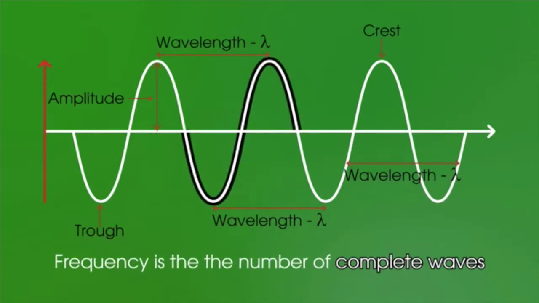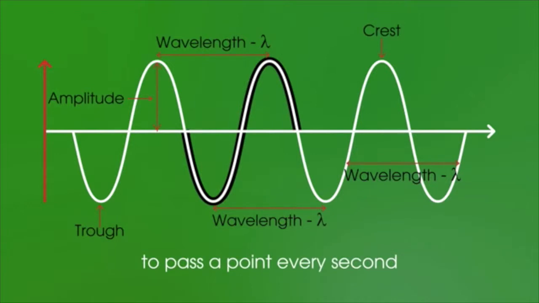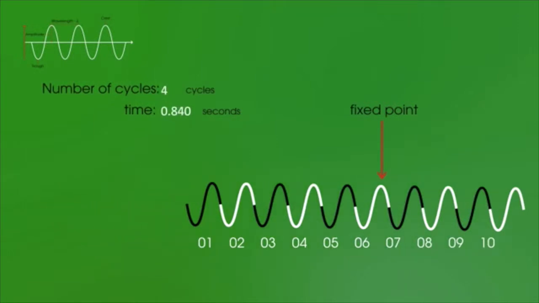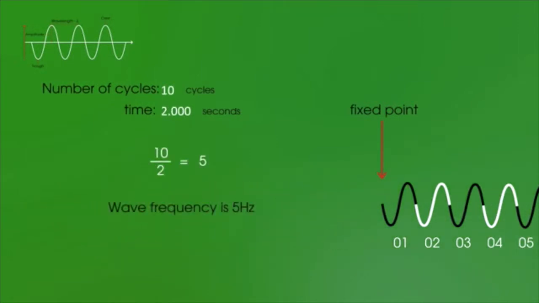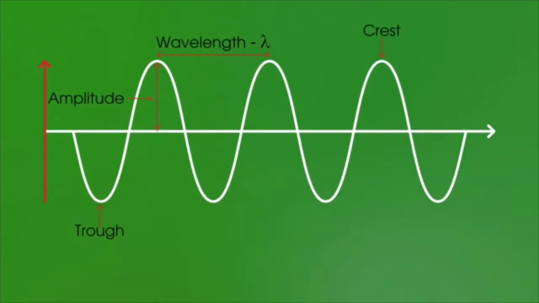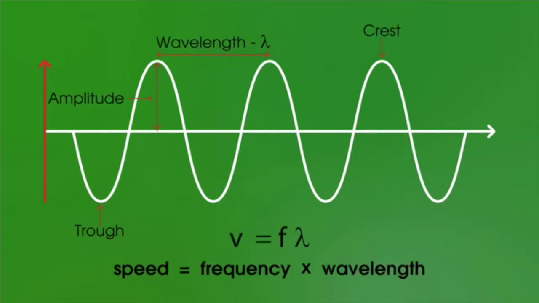Finally, frequency, which is the number of complete waves to pass a point every second, and it's given the unit of hertz. So an example of this would be if 10 waves pass in 2 seconds, the frequency would be 5 hertz. Using these things, we can actually now calculate the speed of a wave using the equation speed equals frequency times wavelength, or to give it in symbol form, v = fλ. So there's a lot to learn here, but once you've learnt these core concepts, it will give you much more confidence in the rest of the topic.